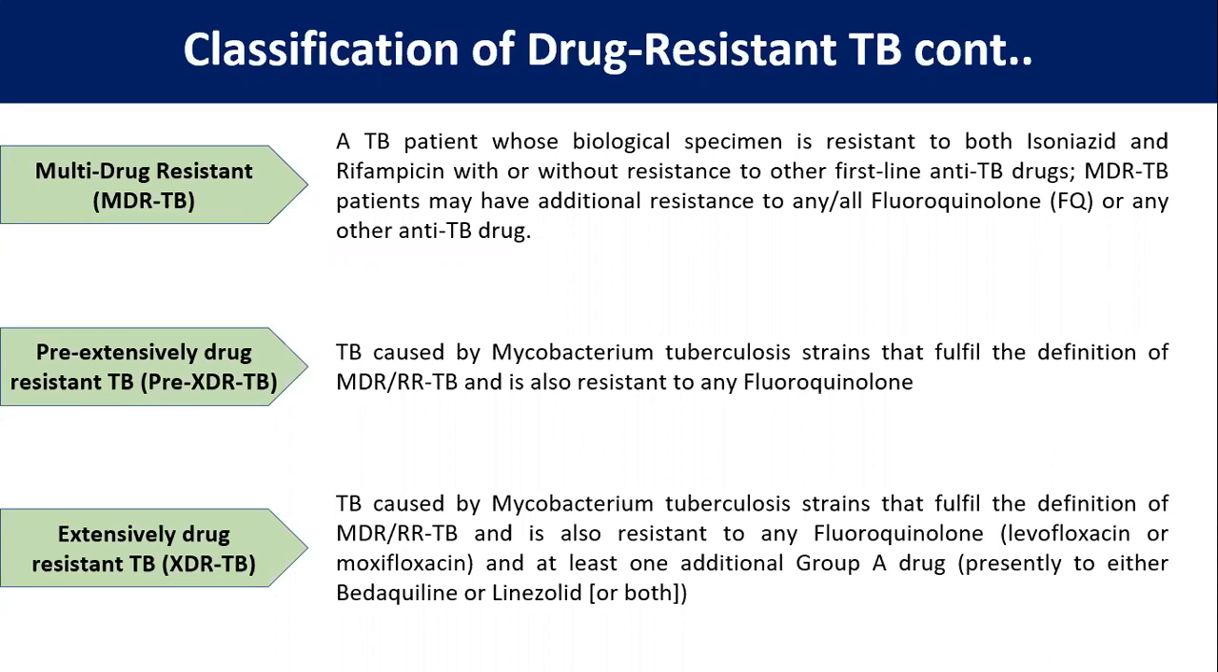Now, pre-extensively drug-resistant TB is a TB case where the strain is MDR and is also resistant to one or many fluoroquinolones. We call it pre-extensively drug-resistant TB, that is pre-XDR TB. Now, XDR TB, extensively drug-resistant TB, is a TB which fulfills the criteria of MDR or RRTB and is also resistant to fluoroquinolones and at least one group A drug, that is either linezolid or bedaquiline or both.